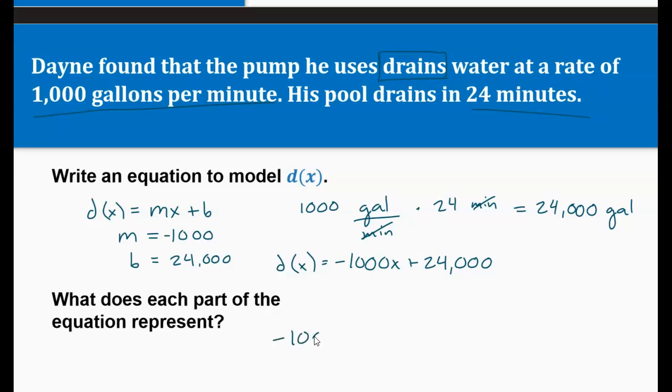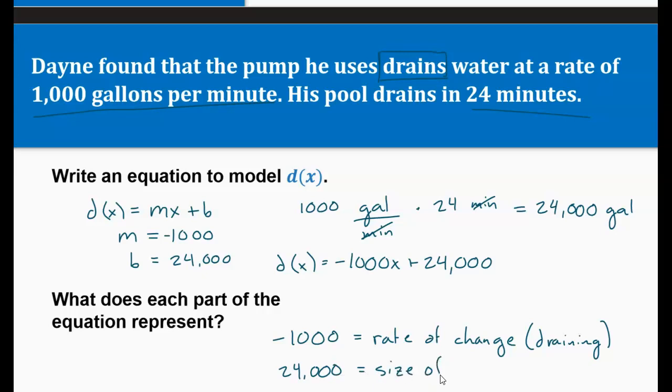Well, we said negative 1,000 was the rate of change, right? The rate at which we were draining the pool. What was 24,000? 24,000 gallons. We said that was the size of the pool. That's the amount of water we started with.